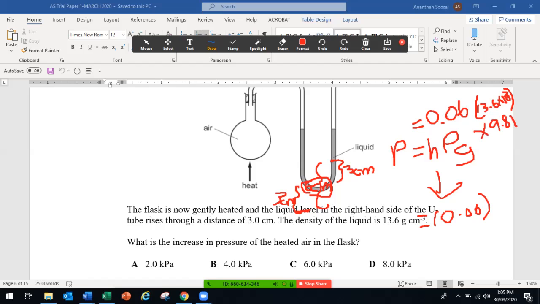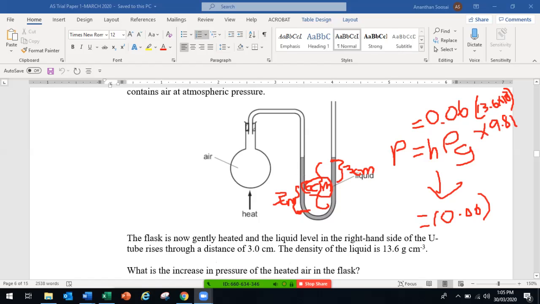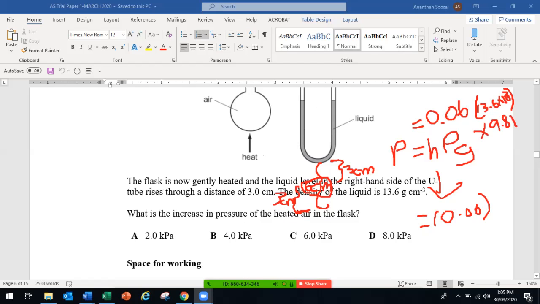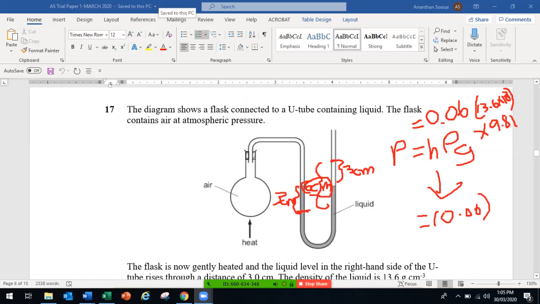The trap is this rises by 3 and this drops by 3, so it should be 6. And times 9.81 at the end, because you want to find pressure. So h you put in meter, density you change to 13.6 times 10 to the power of 3 kg per meter cube. So you get 8.004 kPa. So D. That's the trap: 3 centimeter rise means here 3 centimeter drop, so total is 6 centimeter.